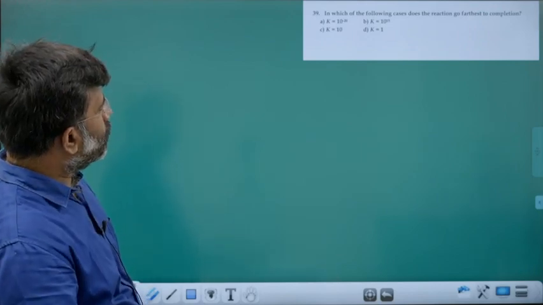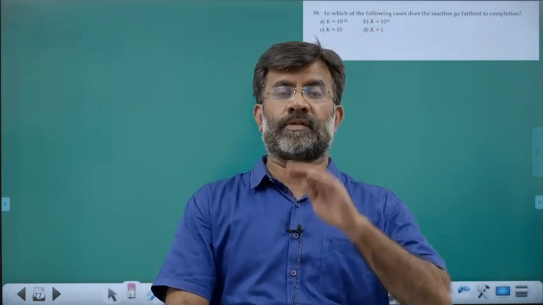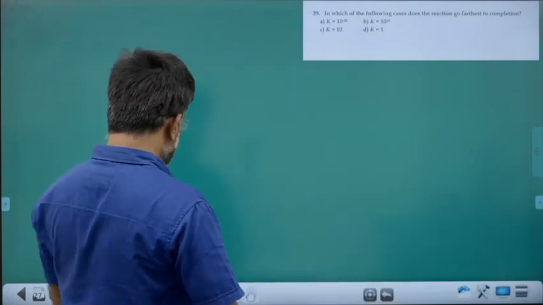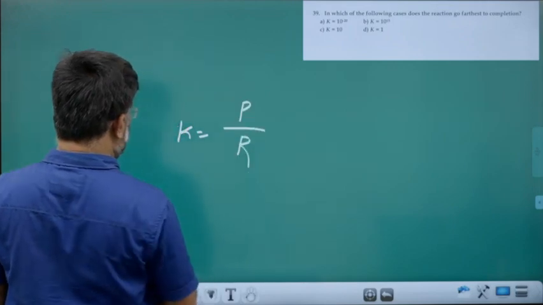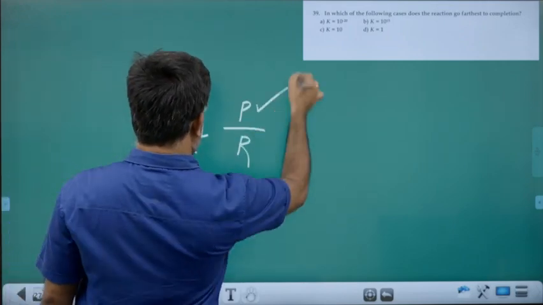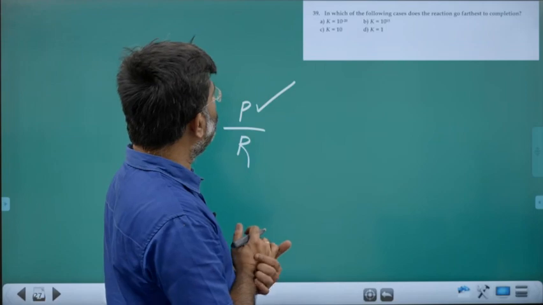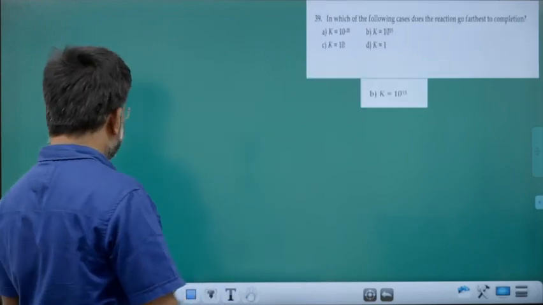In which of the following cases does the reaction go farthest to completion? See, the extent of a reaction you can understand from the equilibrium constant value. The higher the equilibrium constant value, the farther to completion. With a high equilibrium constant value, you get maximum products. Equilibrium constant K is equal to product by reactant. A high value of K means maximum product, that means farthest to the product side. Which one? Option B.